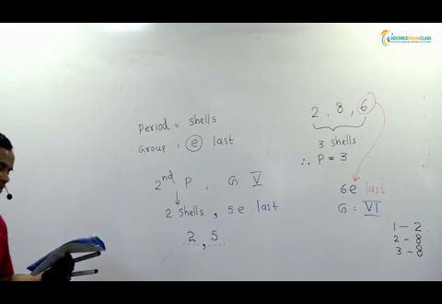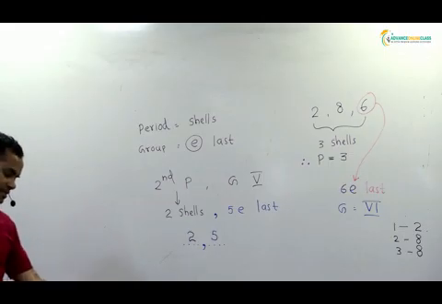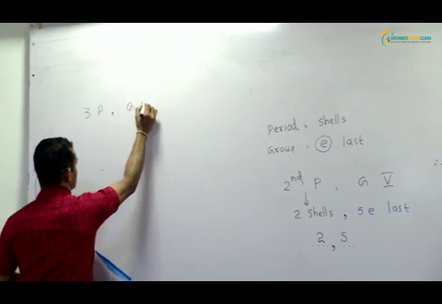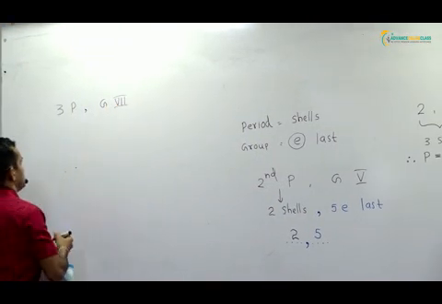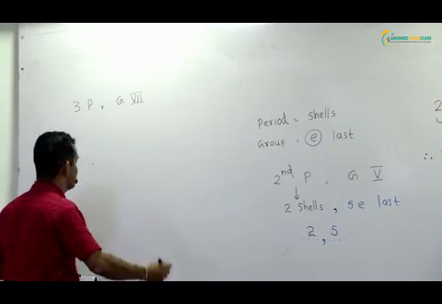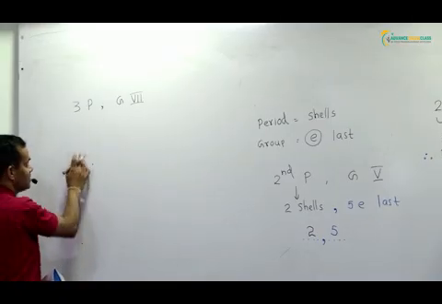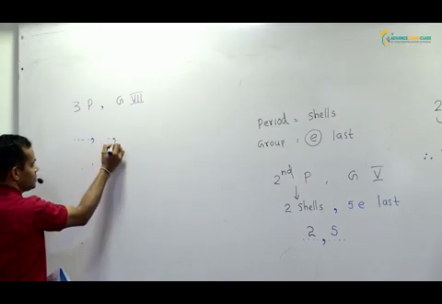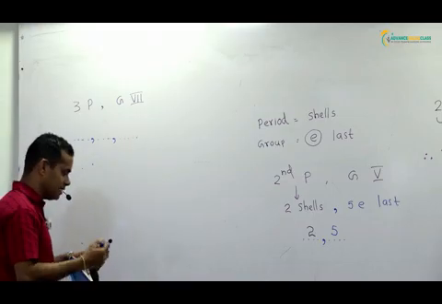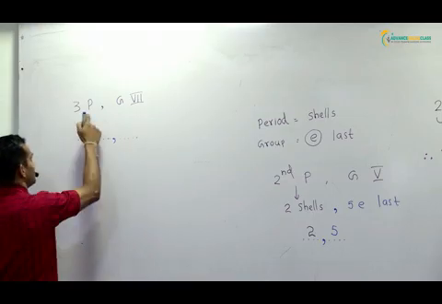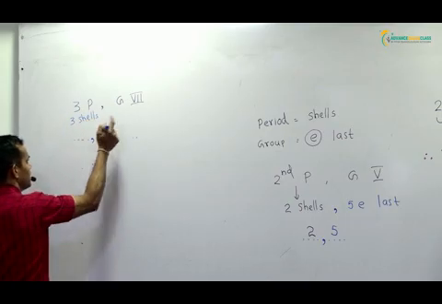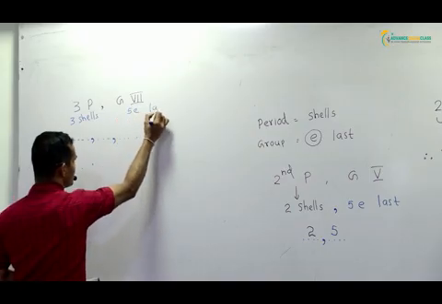Right, second one then. Third period, group 7. Yes, third period, group 7. Third period. What is given by third period? 3 shells. They can be like this, and like this. 3 shells are there. Third period means 3 shells. Group 7 means 7 electrons last.